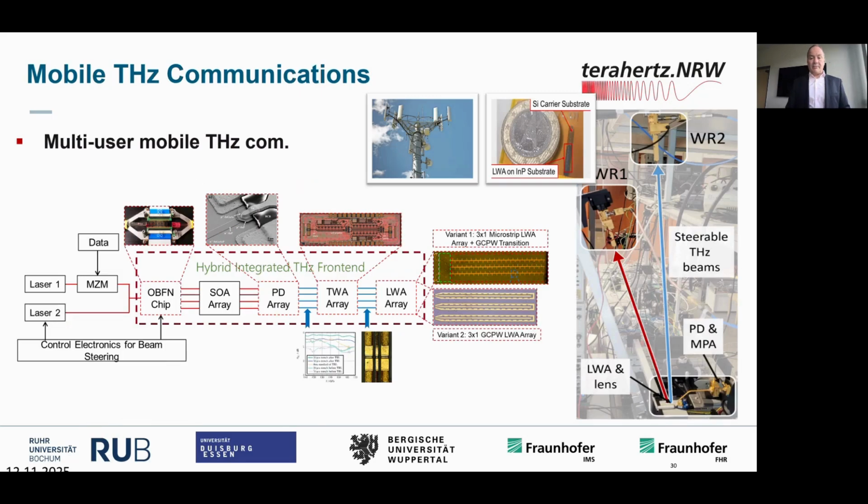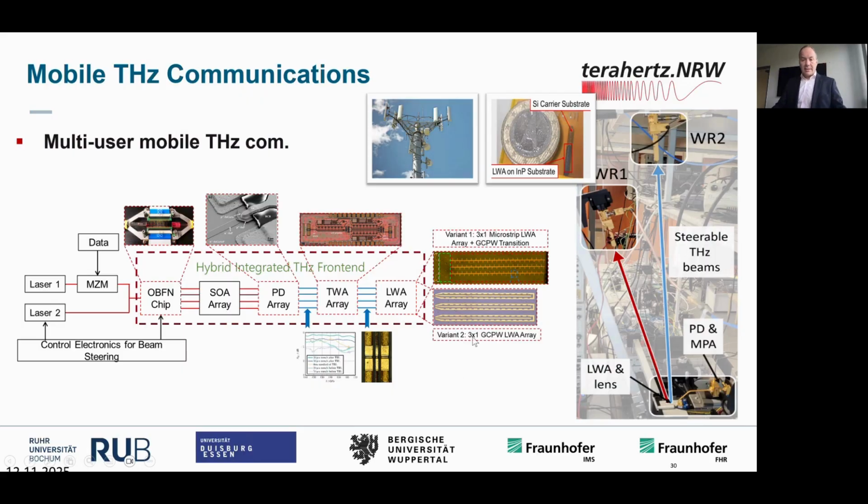Well, this can be further integrated. So now we have everything integrated. This is the idea. The beam forming chip, this is the OBFM chip. Then some amplifiers like optical amplifiers, the photodiode array, the antennas, and there has been a lot of work in integrating this with electrical amplifiers.